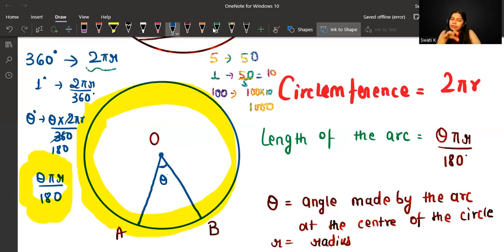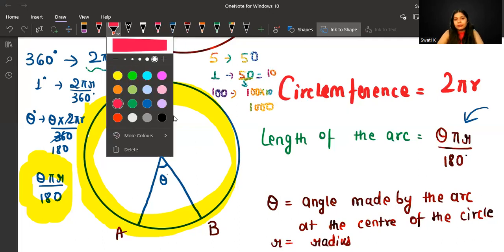Now, whenever you are doing any questions on circle where pi is involved, if the value of pi is not mentioned in the question, for example, it's just given that this is the arc, this is the angle made by the arc at the center of the circle, and nothing is given about pi, and you are asked to find the length of the arc, then of course we'll use this formula. But the question is, what will you take for the value of pi?